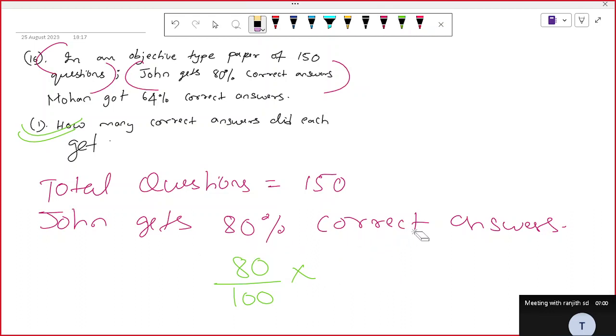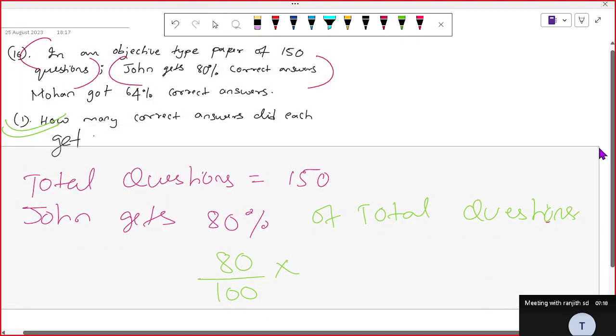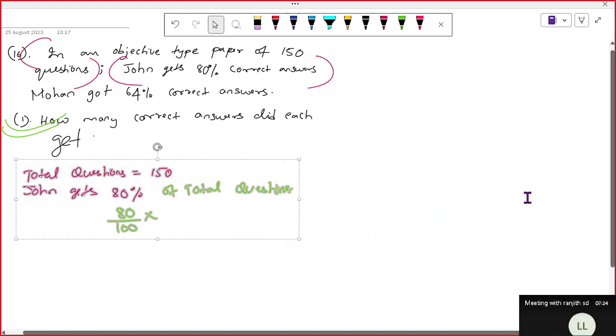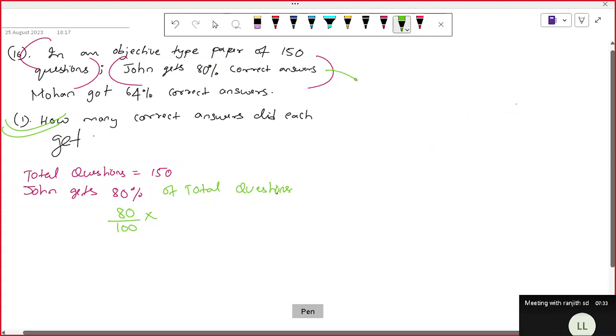Or you can write this as John gets 80% of total questions. Total questions and total answers should be same, right? I'm asking you all, if there are 5 questions, how many answers will be there? Five answers. Yes, like that. John gets 80% of correct answers, so correct answer is nothing but total question. Look here: John gets 80% of total question.